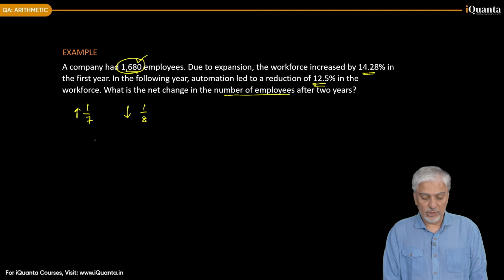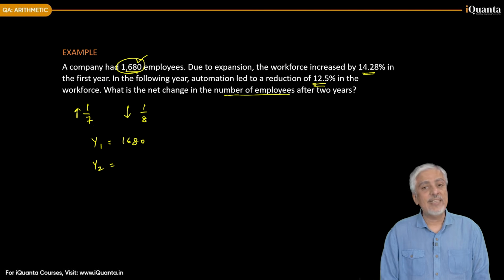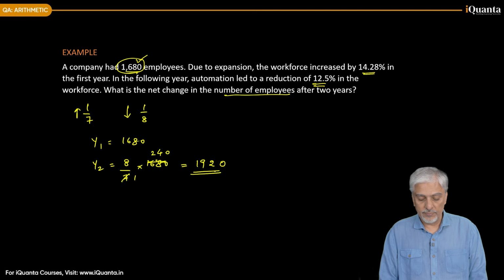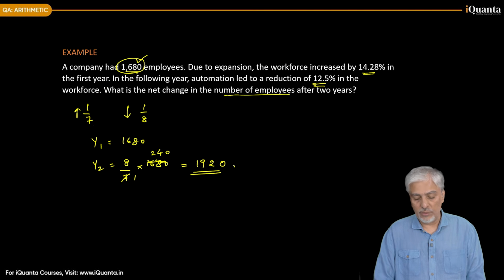So year 1, suppose it is 1680. So year 2 will become how much? 8 by 7 of 1680. Just look at this, okay? I'm purposely doing this. 7 2s are 14, 28, 4 to 40. 24 8s are. So 0 will come, 8 for the 32, 3, 1920 is the number of employees after 1 year.